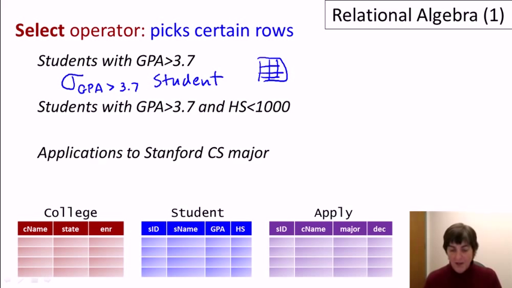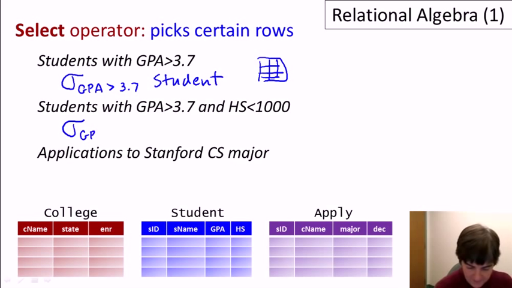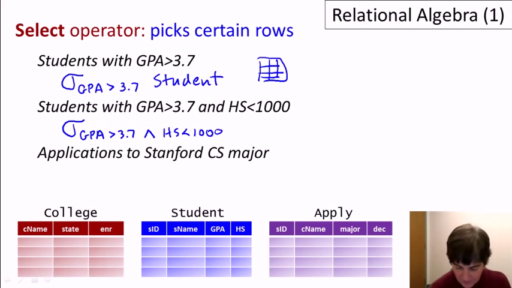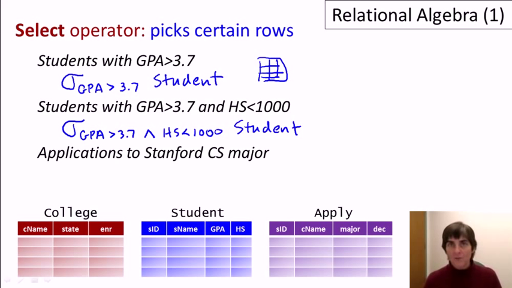If we want to filter for two conditions, we just do an AND of the conditions in the subscript of the sigma. So if we want, say, students whose GPA is greater than 3.7 and whose high school size is less than 1,000, we'll write select GPA greater than 3.7. We'll use the logical AND operator, a caret. High school size is less than 1,000. And again, we'll apply that to the student relation. And once again, the result of that will be a subset of the student relation containing the rows that satisfy the condition.